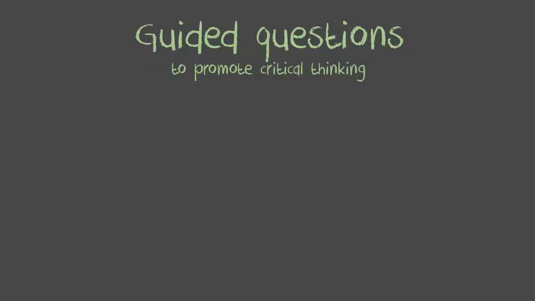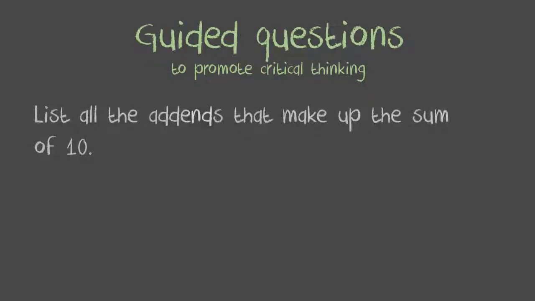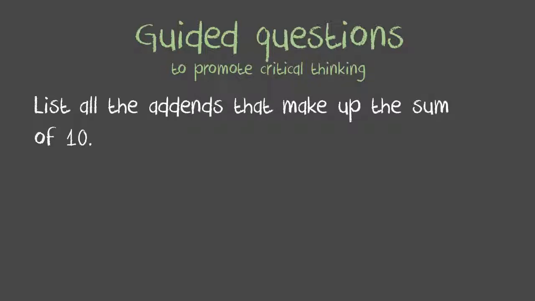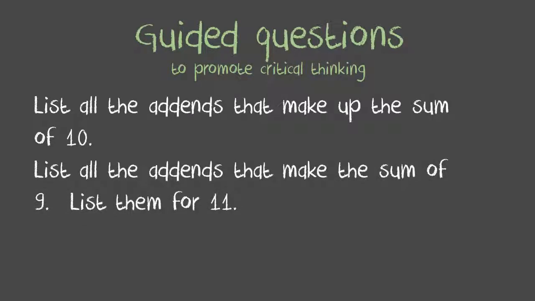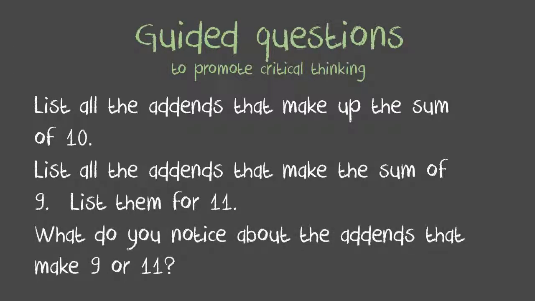Some guided questions to help promote critical thinking are: list all the add-ins that make the sum of 10. You want to make sure those are down like the colors of a rainbow. And list all the add-ins that make the sum of 9, and list them for 11, and have them tell you strategies for remembering the sums that make 9 and strategies for remembering the sums that make 11. And what do you notice about the add-ins that make 9 and 11? Those are those strategies. We want them thinking about those numbers.